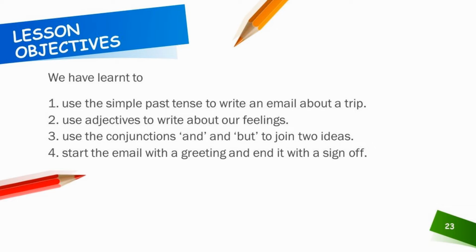Firstly, we need to use the simple past tense to write an email about a trip. Secondly, we can use adjectives to write about our feelings. Thirdly, we can use the conjunctions and, but to join two ideas. And finally, don't forget to start your email with a greeting and end it with a sign off.